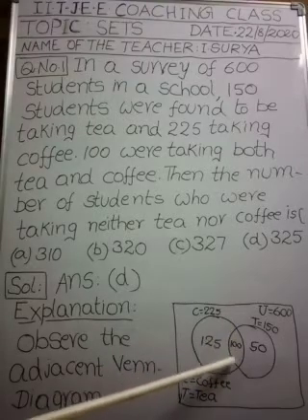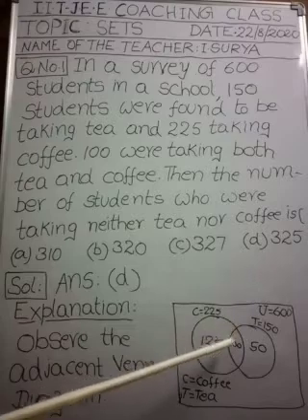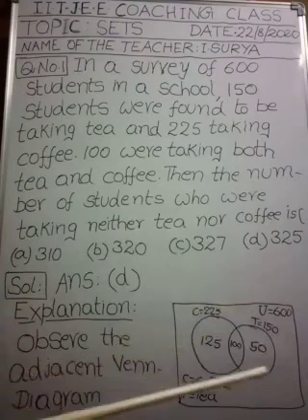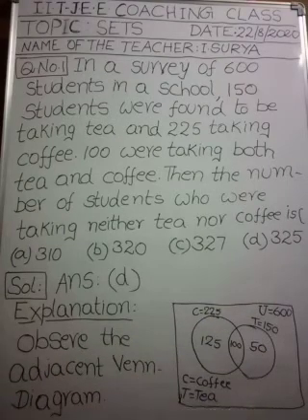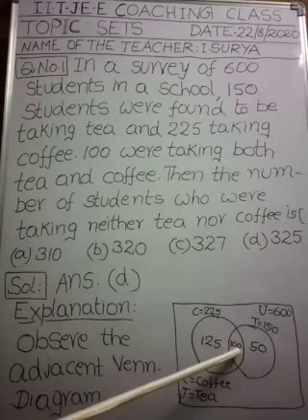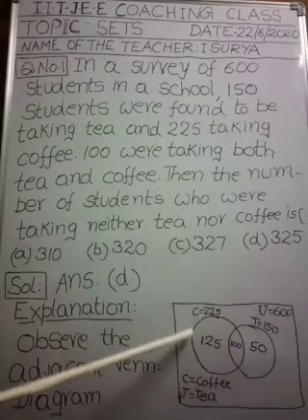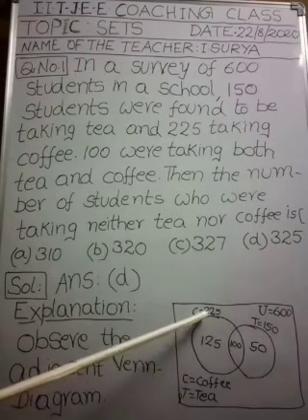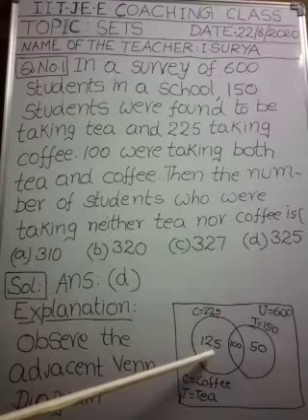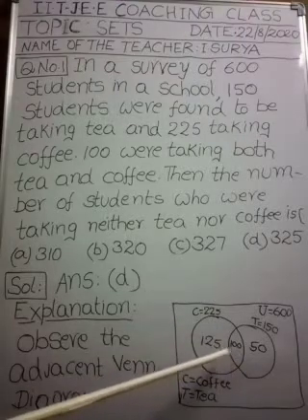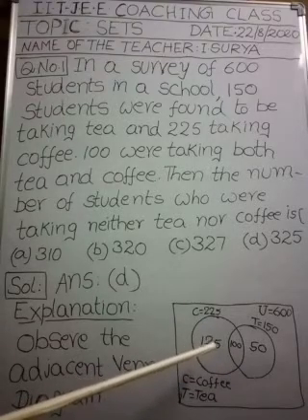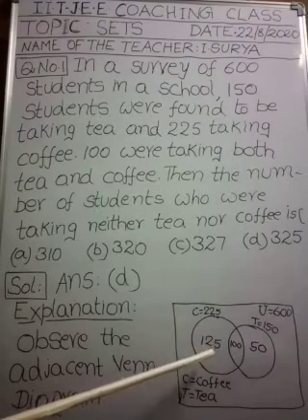Do you remember, this part denotes the common part, the intersection part of C and T. So first we fill that common part, and we fill the remaining parts one by one. First I filled this intersection part, 100. So how many students should be there in this entire circle? 225. Already 100 students are there, so 225 minus 100. What will you get here? 125. This 125 shows the number of students who take only coffee.